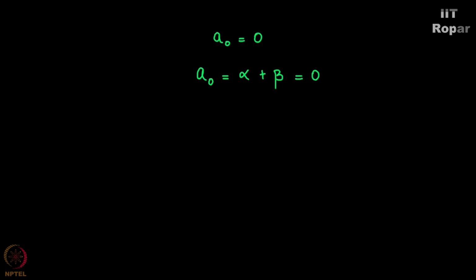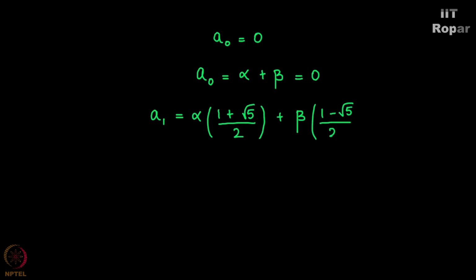Correct? And then A1 will be equal to, put n equals 1, you get A1 equals alpha times 1 plus root 5 by 2 plus beta times 1 minus root 5 by 2, and this is going to be A1, which is 1. Now these are simultaneous equations, as you can see. So solving it, a little bit of jugglery, gets me to alpha being equal to 1 over root 5. Simultaneous equations, it has a unique solution. And beta is minus 1 by root 5.